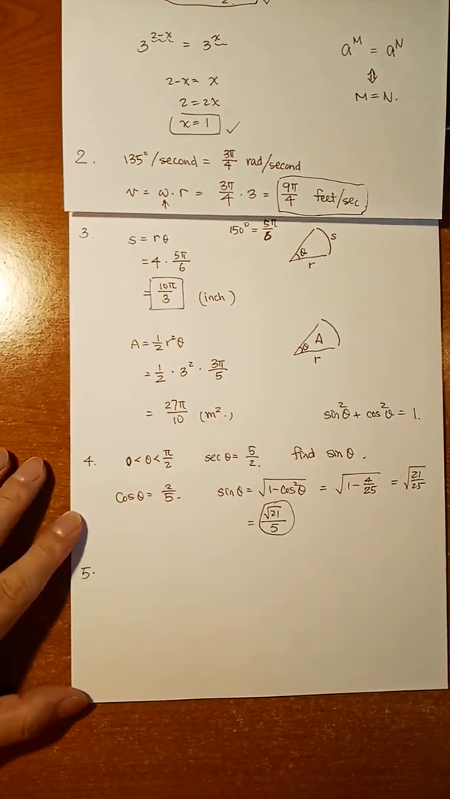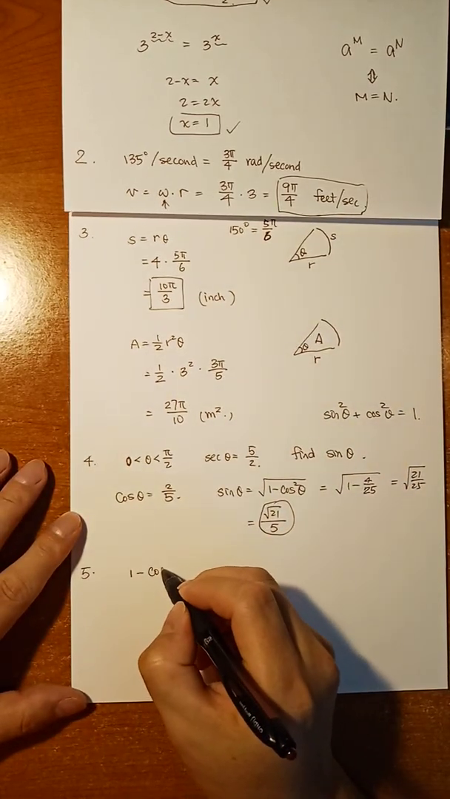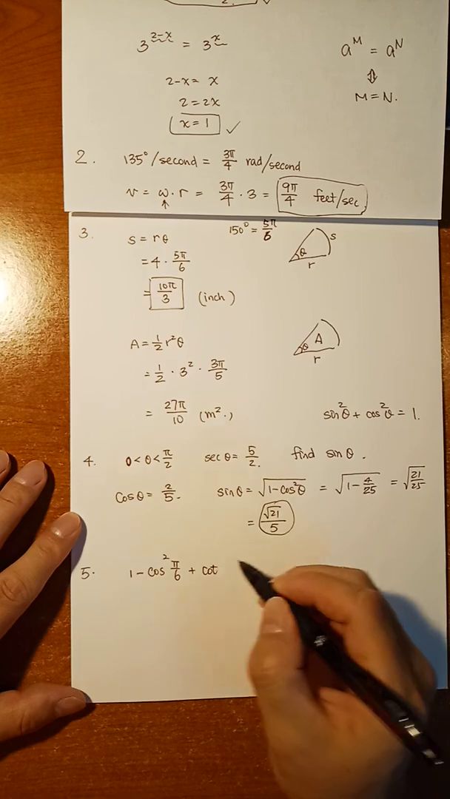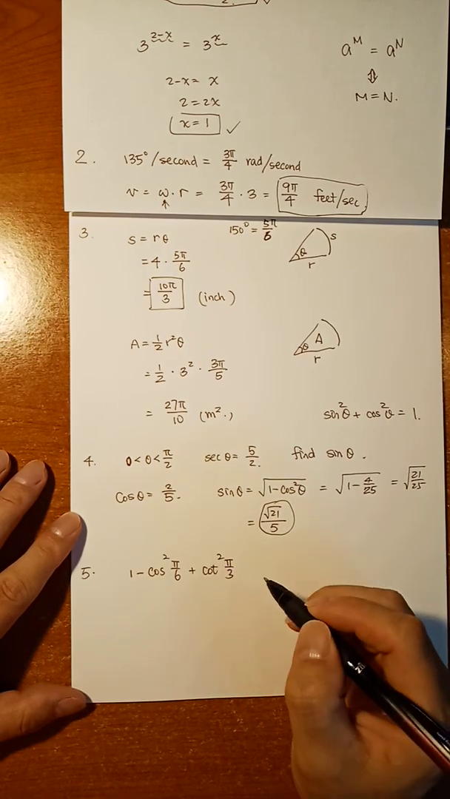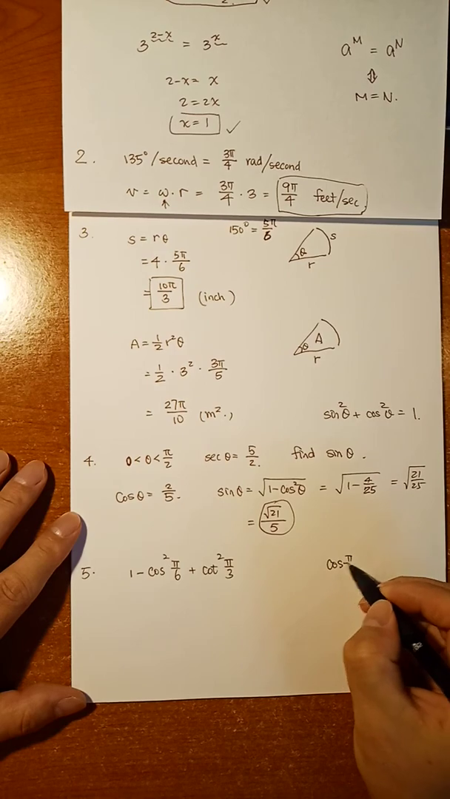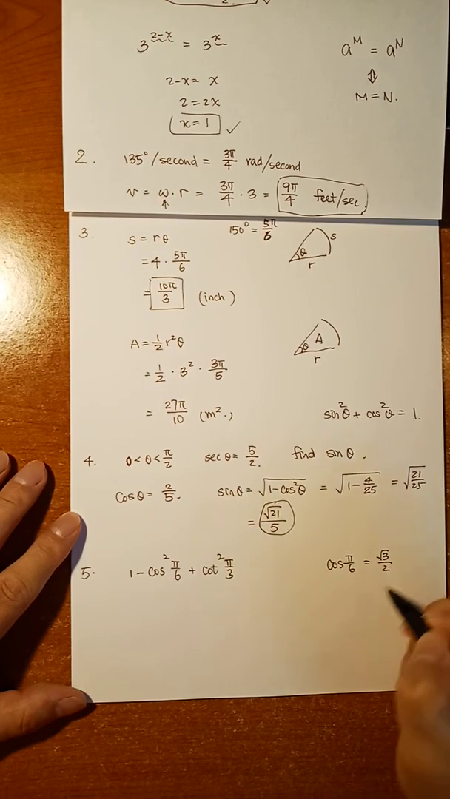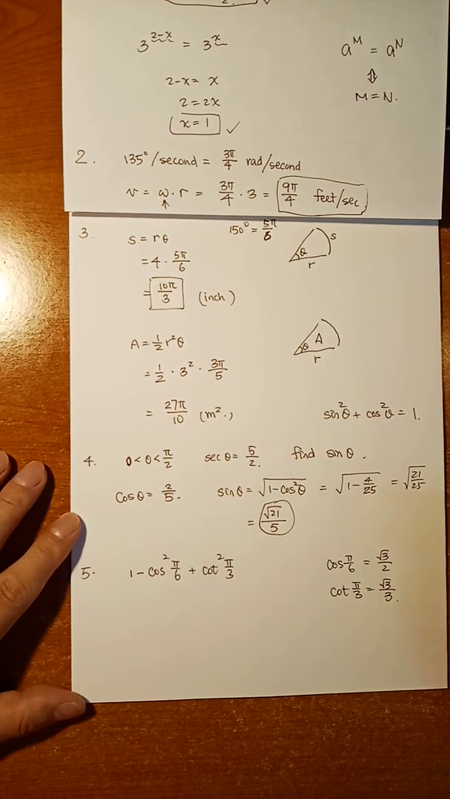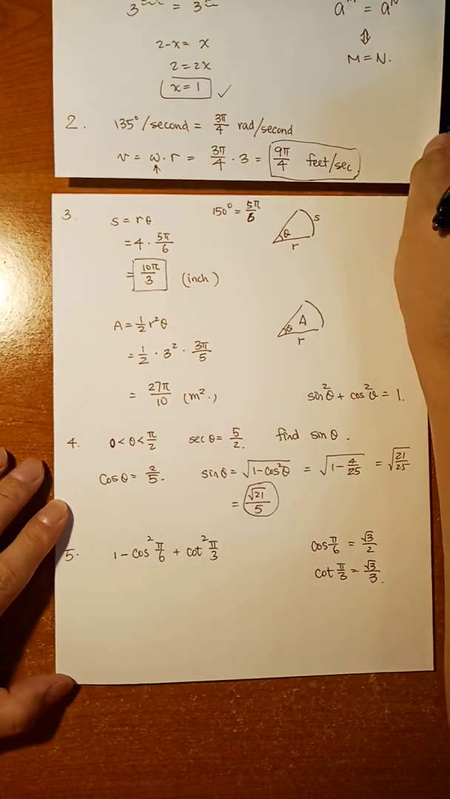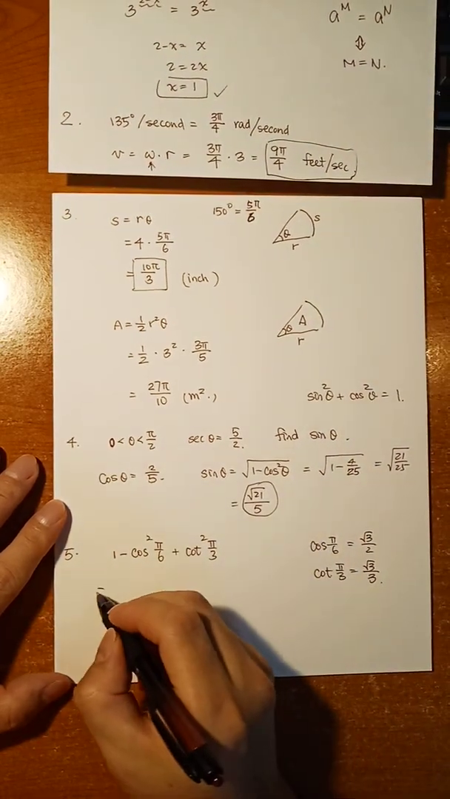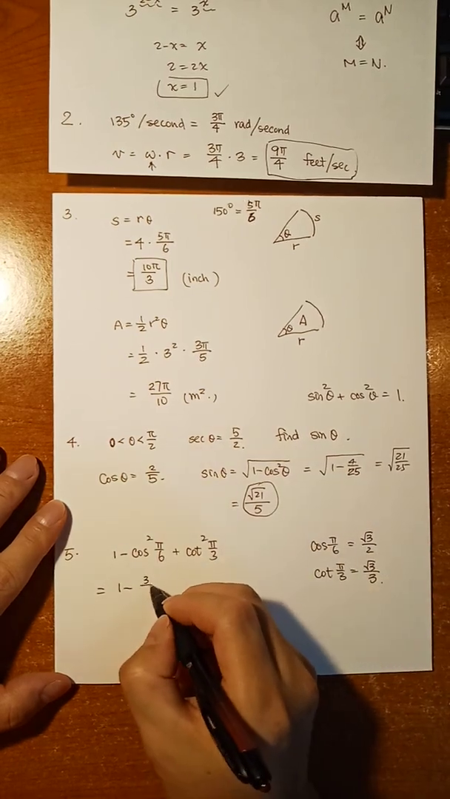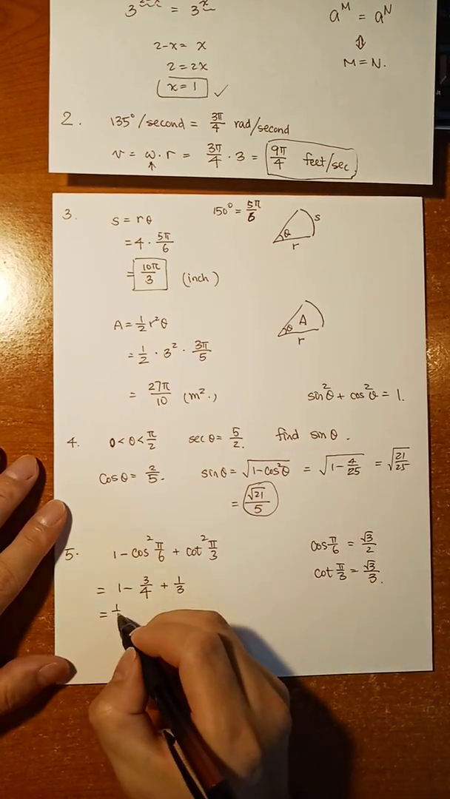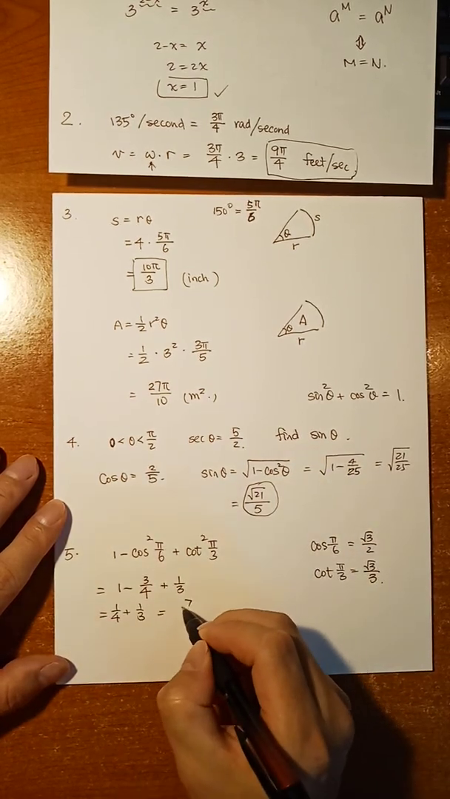Problem 5. Find the exact value. 1 minus cosine pi over 6 squared plus cotangent pi over 3 squared. Cosine pi over 6 is square root of 3 over 2, and cotangent pi over 3 is square root of 3 over 3. It's just a test of your memory. You have to get the right number. So it's 1 minus this quantity squared, which is 3 over 4. This quantity squared is 3 over 9, which is 1 over 3. So it's 1 over 4 plus 1 over 3, which is 7 over 12.